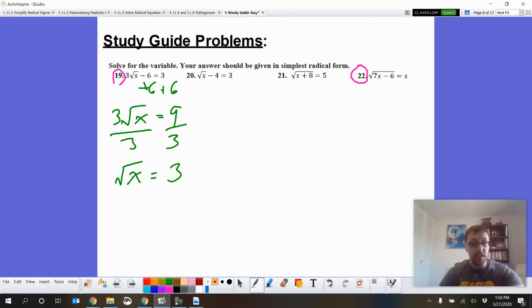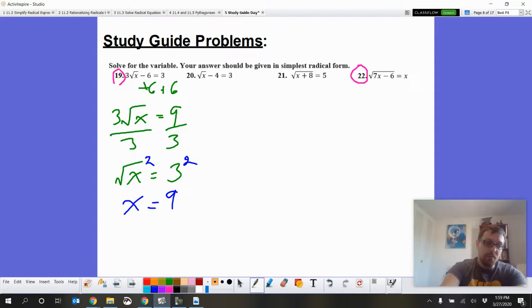And then finally, now that the square root is by itself, now I want to get rid of that square root. Do not do it first. If you do it first, it causes trouble, so don't do it. Wait until the square root is all by itself and then square both sides. You cannot do it right away. And we get x equaling 9. That square and that square root undo each other.